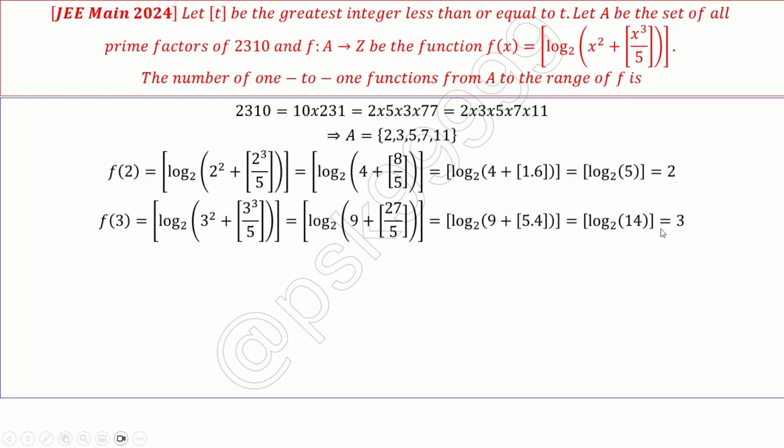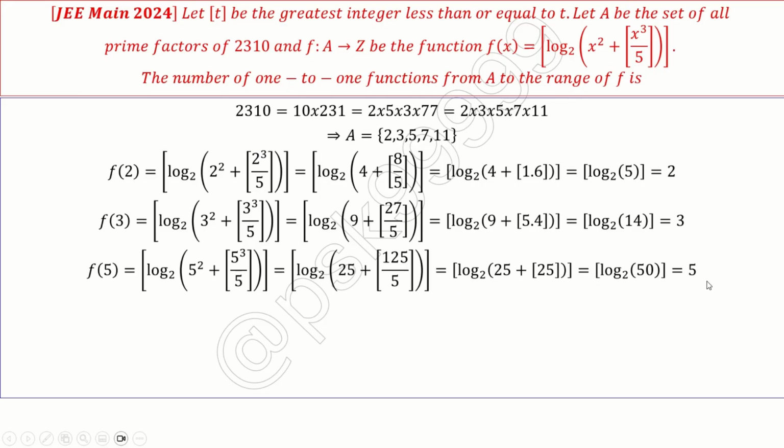For 3, you will get 3 again. For 5, you will get 5. If you see here, the last, log 50 to the base 2: 2 to the power of how much? 2 to the power of 5 is 32. Correct, 2 to the power of 6 is 64, which is more. So log 50 to the base 2 is between 5 and 6, basically 5 point x, and the greatest integer function of 5 point x is 5. Similarly you will do for 7 and 11, which give 6 and 8. So my range of f of x is 2, 3, 5, 6, 8.